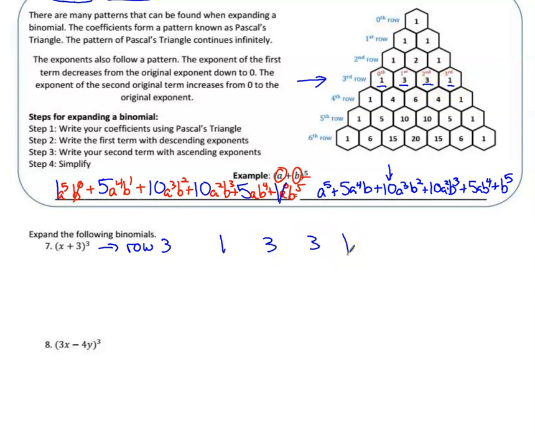Now, I'm going to write those coefficients. So this is going to be 1, and I'm going to leave some space here, 3, 3, and 1. I'm going to write really big on this one, give myself plenty of room. Now, I start with this first term, which is x. So that x gets this power, 3. Then you go down 1 power each time. So x squared, x, and then no x.